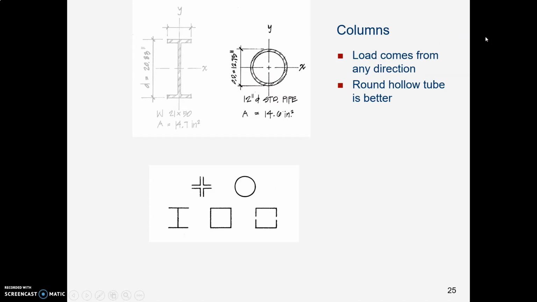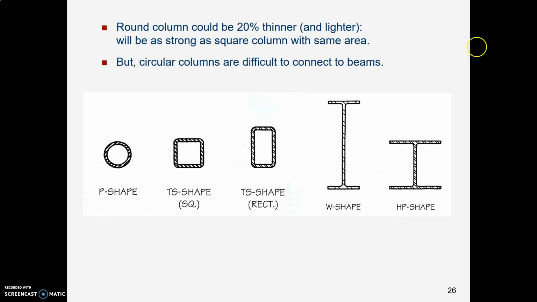With columns, though, we don't know what direction the load is coming from. It could come from any direction as the wind blows and the forklift runs into it and there's an earthquake and one thing and another. So a cylindrical tube is the best shape for a column. However, a circular tube is not very easy to weld angle clips to, so what you usually see in a column is a square shape or a rectangular shape or sometimes a wide flange shape.